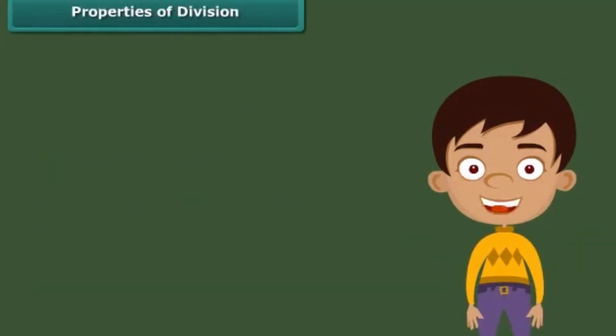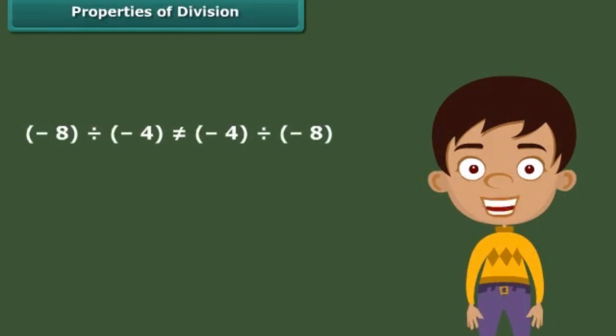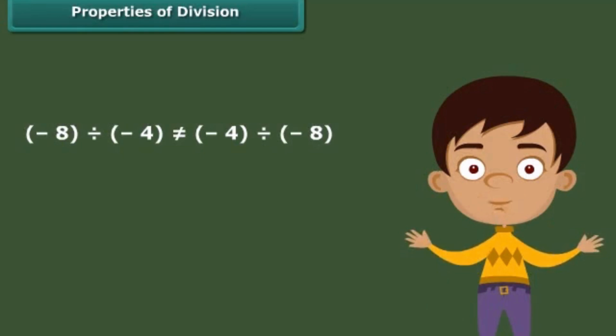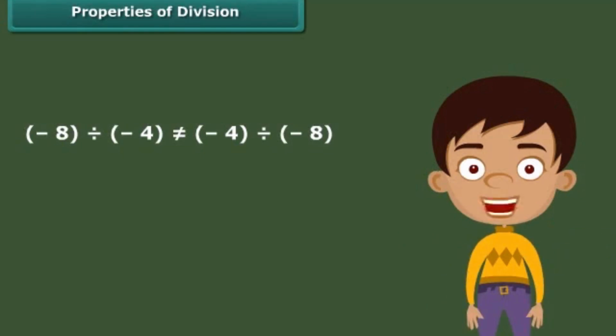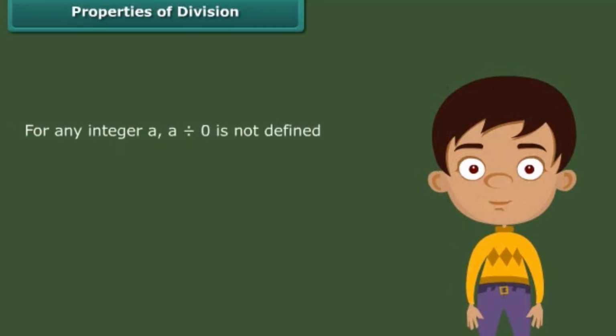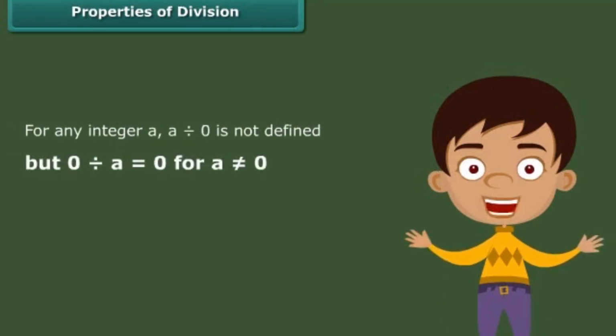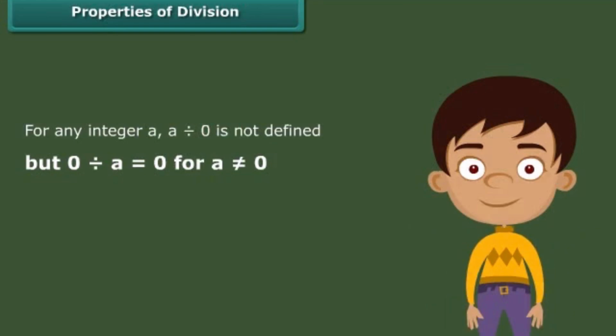Division is not commutative for integers. For example, minus 8 divided by minus 4 is not equal to minus 4 divided by minus 8. Any integer divided by 0 is meaningless, and 0 divided by an integer other than 0 is equal to 0.